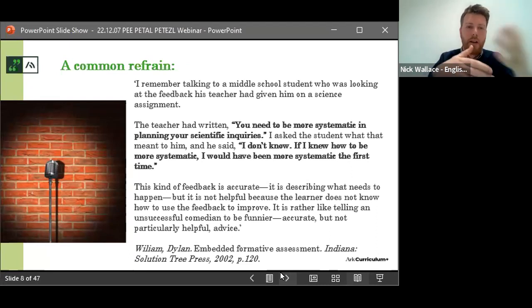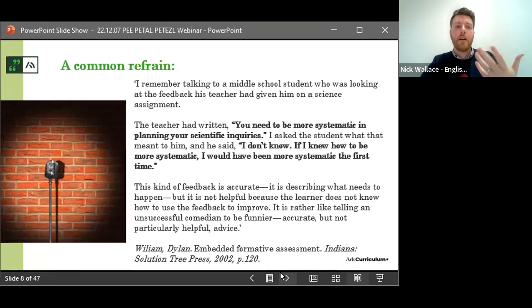I'll read that for those of you who might be joining on a phone or who might not be able to see. So Wiliam writes, "I remember talking to a middle school student who was looking at the feedback his teacher had given him on a science assignment. The teacher had written, 'You need to be more systematic in planning your scientific inquiries.' I asked the student what that meant to him, and he said, 'I don't know. If I knew how to be more systematic, I'd have been more systematic in the first place.'"